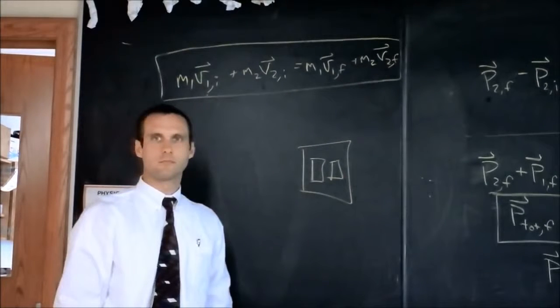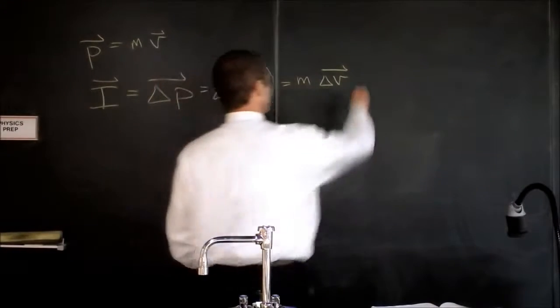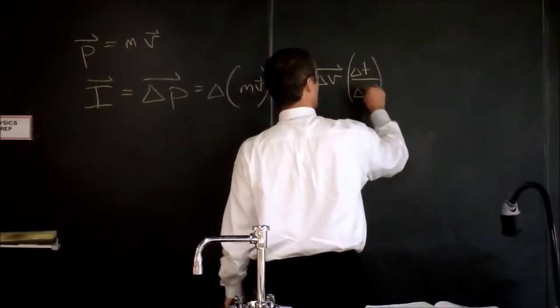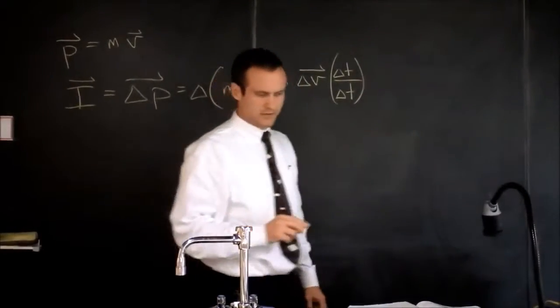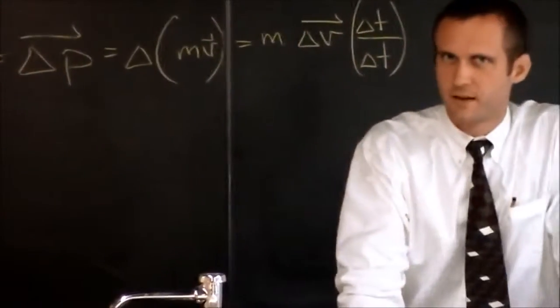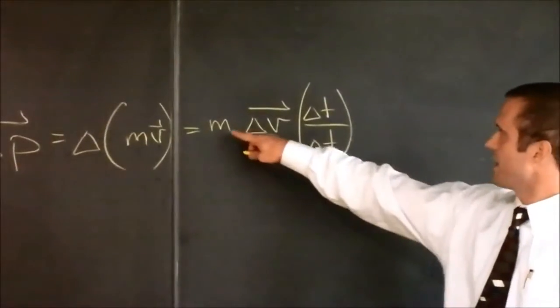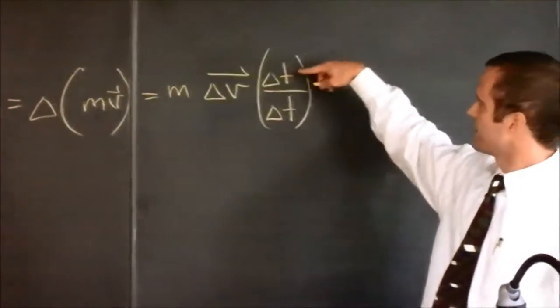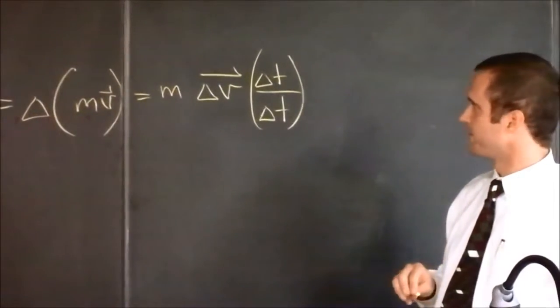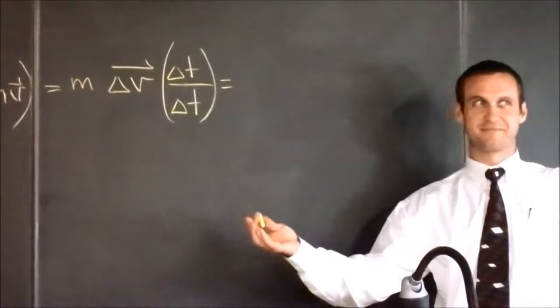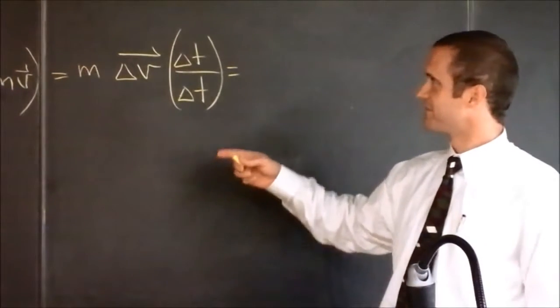Would you agree that I could take the impulse and multiply it by 1? Sure I could, right? So I'll multiply it by 1 and I'll write 1 like this. Delta t over delta t. You know where I'm going with this? This is about to be awesome. I've got m times delta v times delta t over delta t. What can I do? The delta t's are 1.